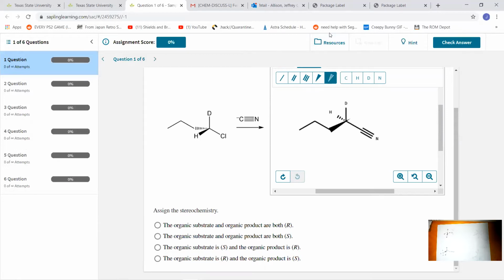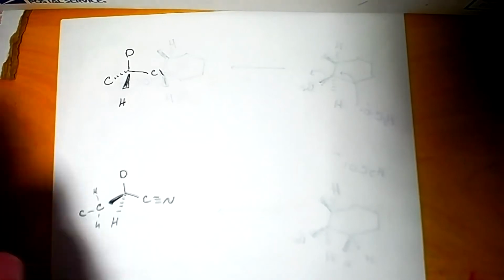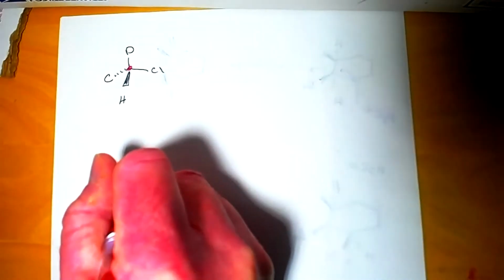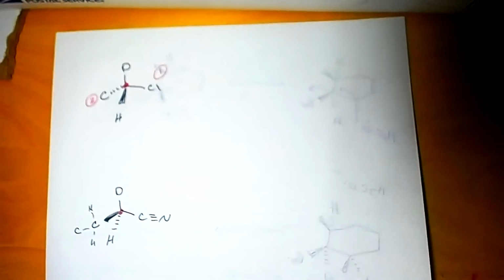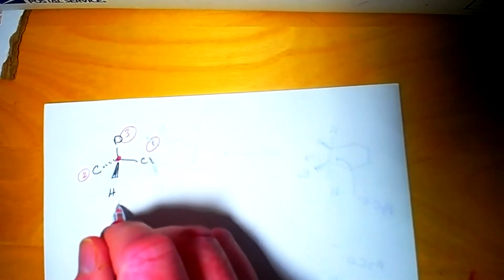So I'm going to go ahead and do the screen share. I've already jotted this down, so we can kind of quickly go through this. And so I've indicated the stereocenter for each, the substrate and the product. Okay, and so obviously the chlorine is number 1, and then the carbon atom on the propyl group would be number 2. Deuterium is going to be number 3, and the hydrogen atom is going to be number 4.